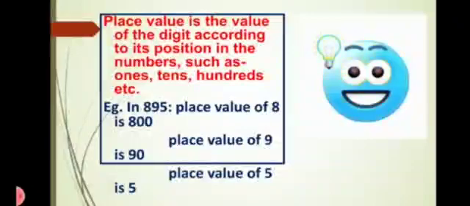Now let's take one example, say the number 895. Now how many hundreds are there? 8 hundreds are there. So the place value of digit 8 is 800. How many tens are there? 9 tens are there. So the place value of 9 is 90. And there are 5 ones. So the place value of 5 is 5. So children, I hope that place value is clear to you. The place value of a digit changes depending upon the position of the digit.